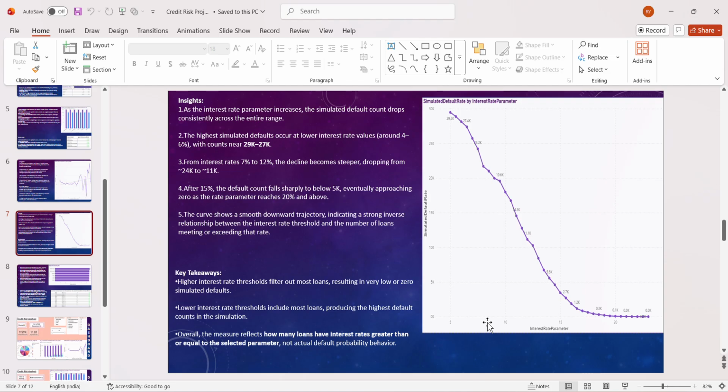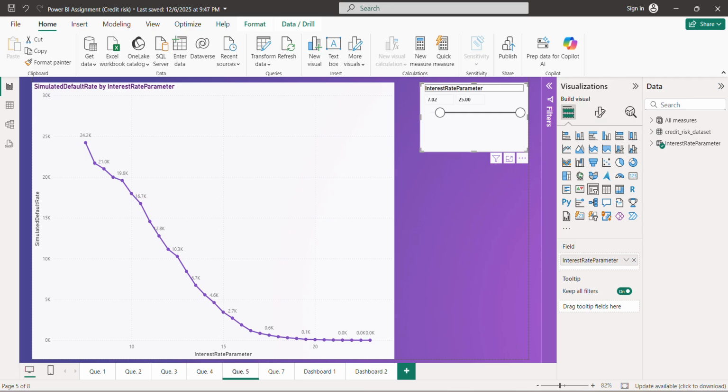So lower interest rate thresholds include most loans, producing the highest default count in the simulation. Overall, the measure reflects how many loans have an interest rate greater than or equal to the selected parameter, as I have selected before, 7% to 25%. So it is not actually default probability behavior. So that's how we predict the default.